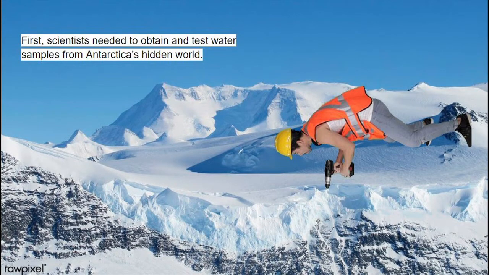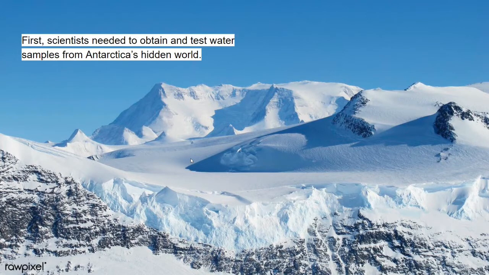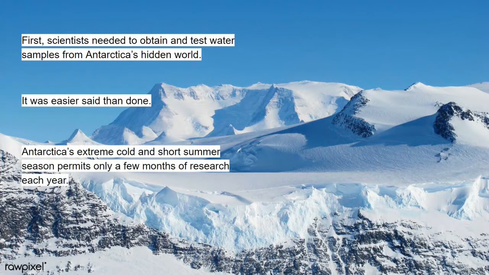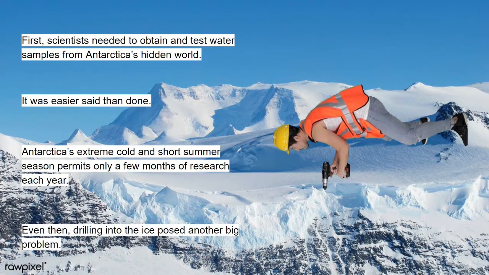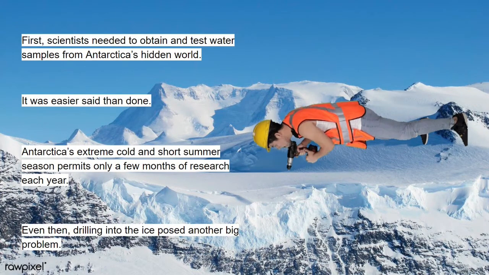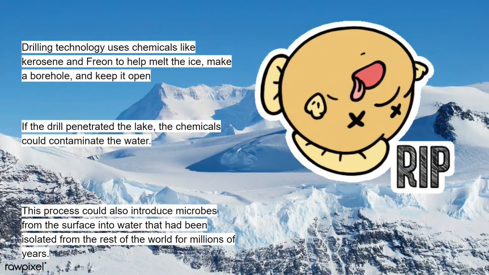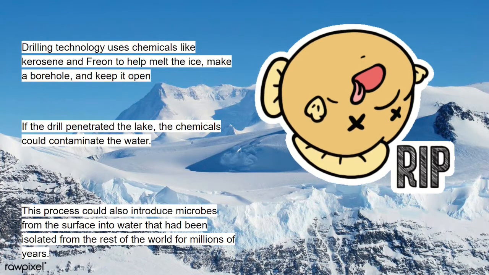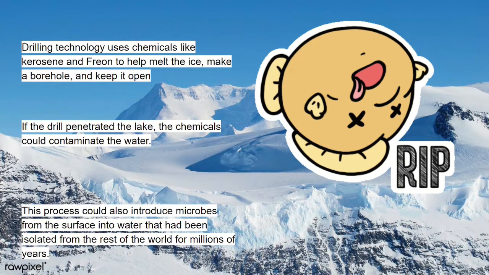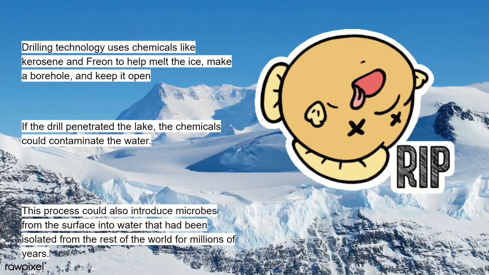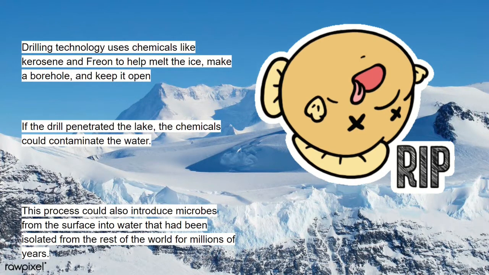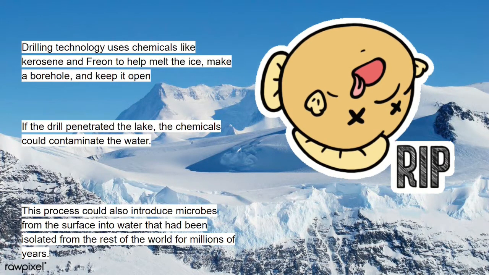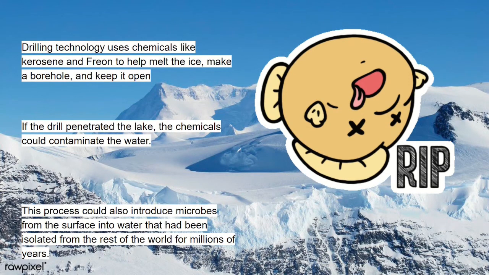First, scientists needed to obtain test water samples from Antarctica's hidden world. It was easier said than done. Antarctica's extreme cold and short summer season permits only a few months of research each year. Even then, drilling into the ice posed another big problem. Drilling technology used chemicals like kerosene and freon to help melt the ice, make a borehole, and keep it open. If the drill penetrated the lake, the chemicals could contaminate the water. This process could also introduce microbes from the surface into water that had been isolated from the rest of the world for millions of years.